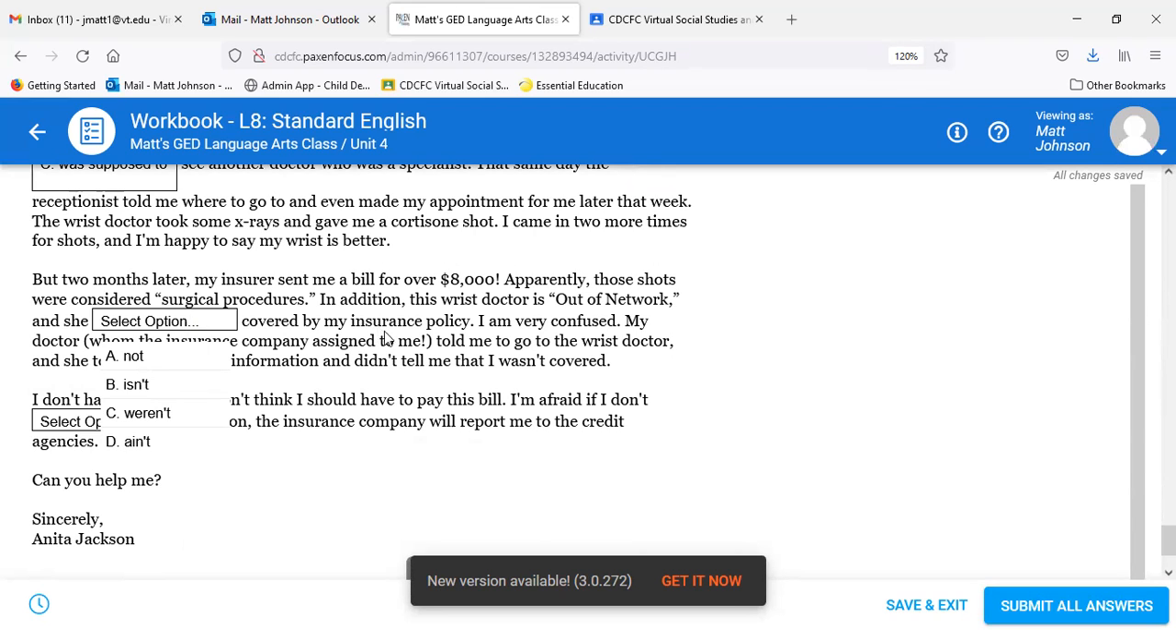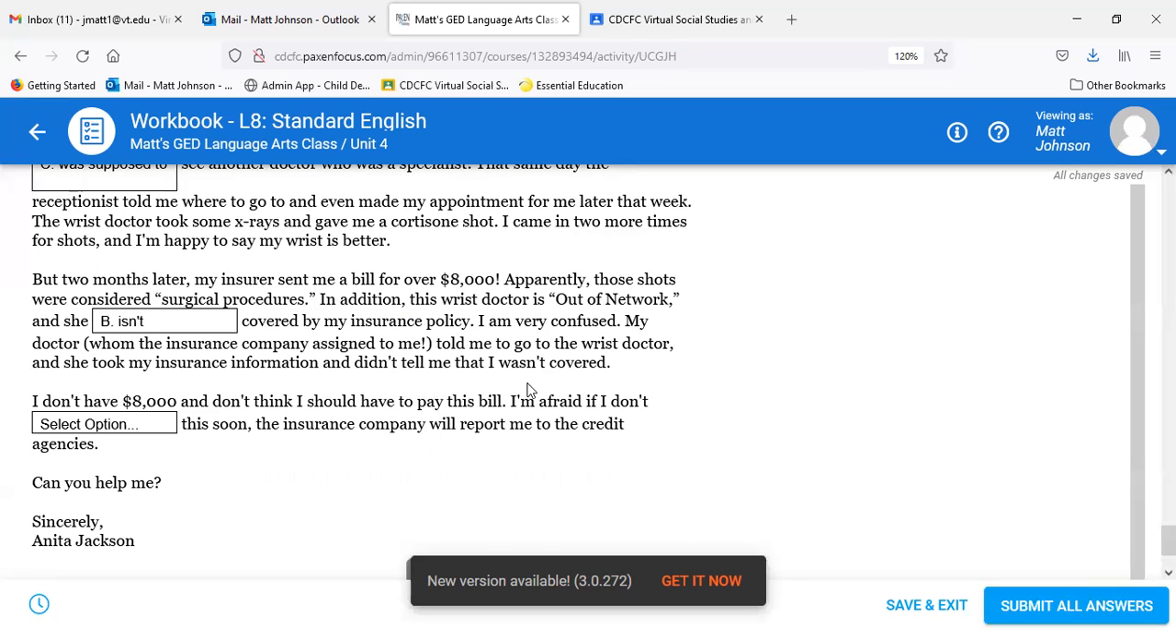Milda, what do we want here? B? Isn't covered by my insurance policy. Yep. Or is not. So, and she isn't covered by my insurance policy. I am very confused. My doctor, whom the insurance company assigned to me, told me to go to the wrist doctor, and she took my insurance information and didn't tell me that I wasn't covered. I don't have $8,000 and don't think I should have to pay this bill.